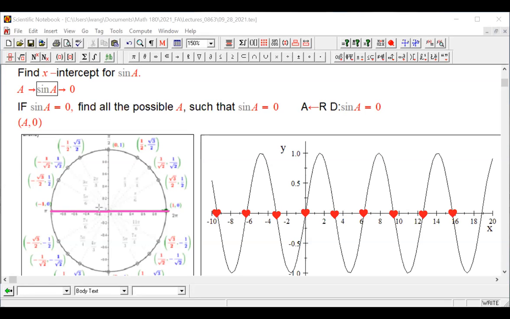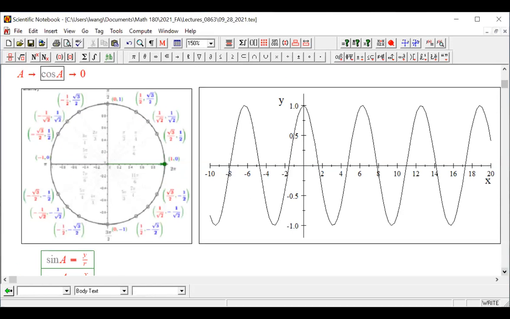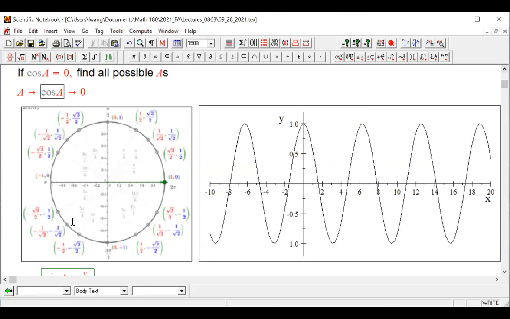Do you guys follow me? Yes. So now, for cosine, we still want to identify x-intercepts.